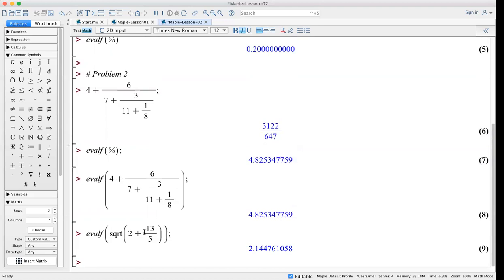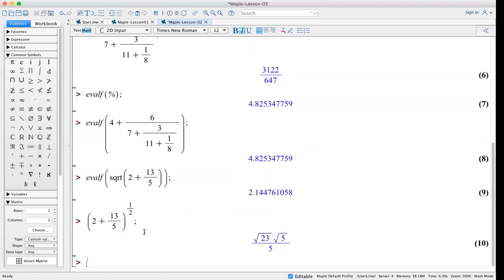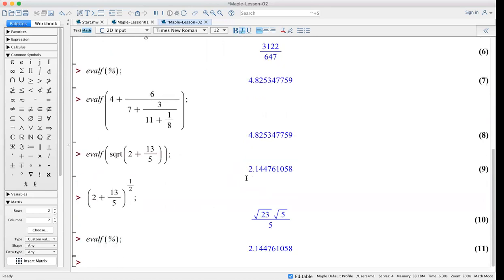I could also recall that a square root of a number is the number to the power 1/2. So I could write 2 plus 13 over 5, exponentiate, power 1/2. And I get it now in this form. Well, but I still want it as a decimal. And again, you see that this and this, they are exactly the same.